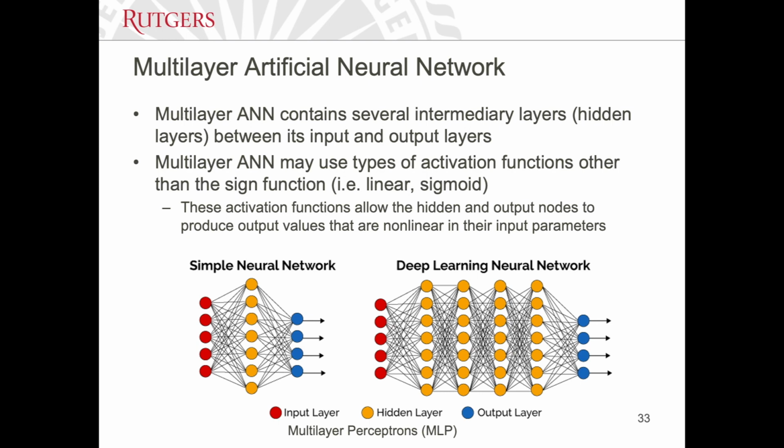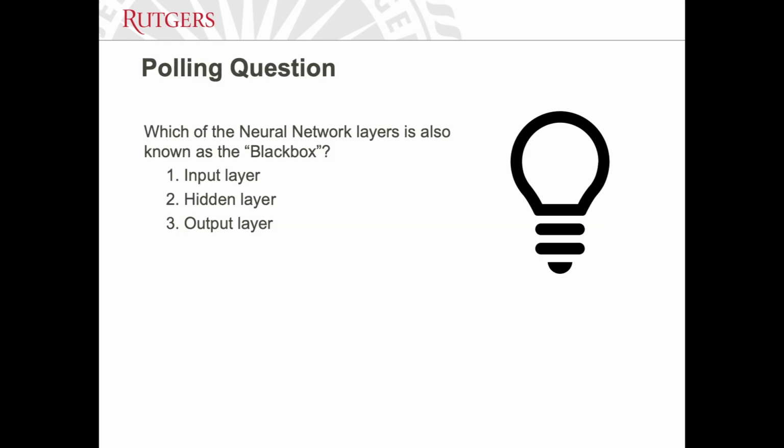Now, I have a polling question here to test your understanding about neural networks. Which of the neural network layers is also known as the black box? Is it the input layer, hidden layer, or the output layer? The correct answer is the hidden layer. This is particularly predominant in the case of a multi-layer network because there are many different connections and nodes. To fully understand how it works could be challenging.